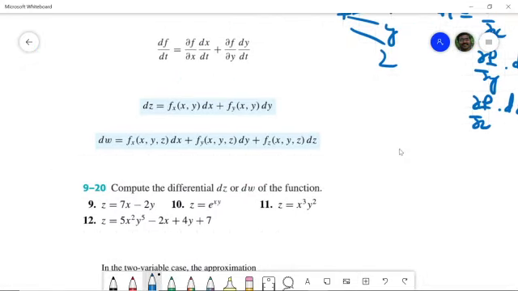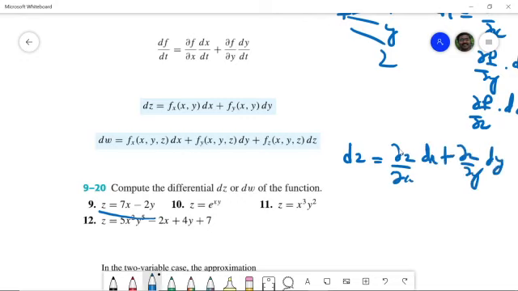So this is the first question: z is equal to 7x minus 2y. We have to find dz. So what is dz? It is dou z by dou x into dx plus dou z by dou y into dy. Dou z by dou x is 7, so 7 dx, and dou z by dou y is minus 2, so minus 2 dy. So this is the value of dz. I hope it is clear what you mean by differential.